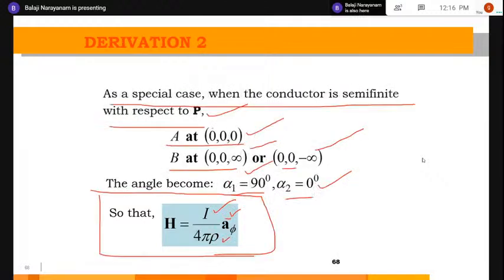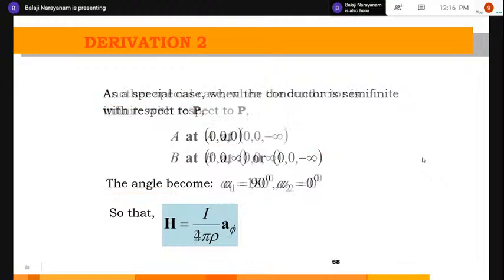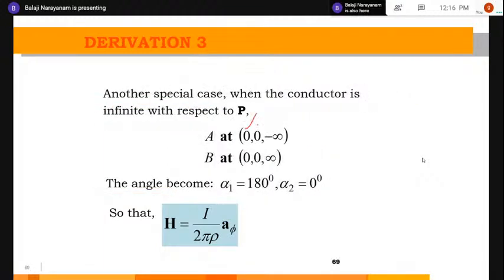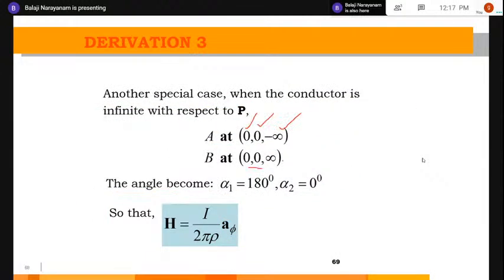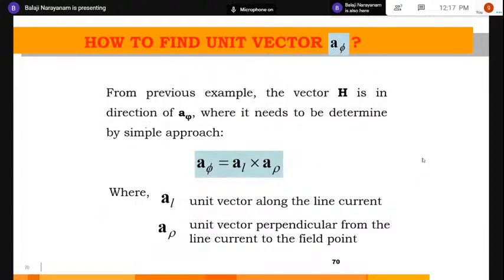Earlier, the coordinates of A were taken as x0, y0, z0. Now in this special case, A is x0, y0 and z minus infinity, and B is taken as 0, 0, infinity. The angle becomes, in that case, alpha 1 as 180 degrees and alpha 2 as 0 degrees. For that particular case, we can show that H is I by 2 pi rho A phi.